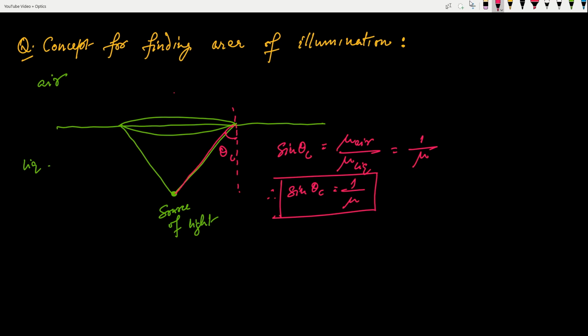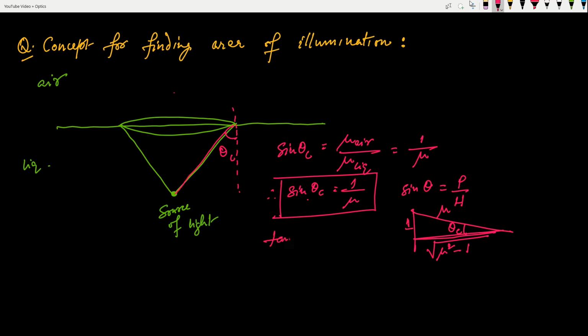Once this is clear, we need to understand what sine theta actually means in mathematics. Sine theta is basically a trigonometric ratio. We know that sine theta for a right angle triangle is the ratio of perpendicular by hypotenuse, isn't it? So we can draw this sine theta triangle like this. If this is theta c, then this is 1 and the hypotenuse is mu. Therefore the base will be, from Pythagoras theorem, square root of mu square minus 1, isn't it? I hope this much is clear.